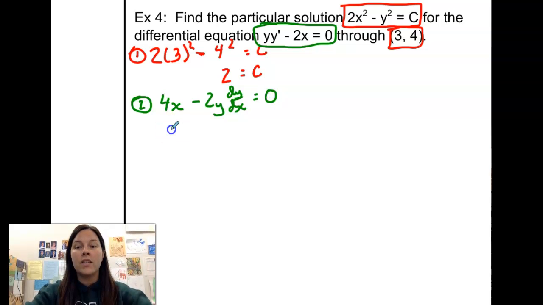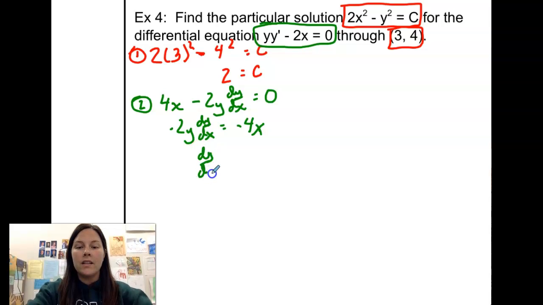We do have to solve this one for dy dx in order to sub that into our differential equation. So I'm going to go ahead and subtract 4x from both sides. And then divide both sides by negative 2y. Well, the negative signs will cancel. 4 divided by 2 is 2. We have x in the numerator and y in the denominator.